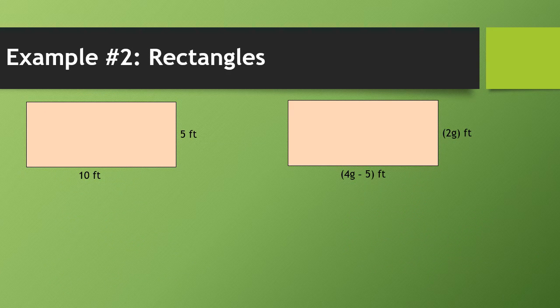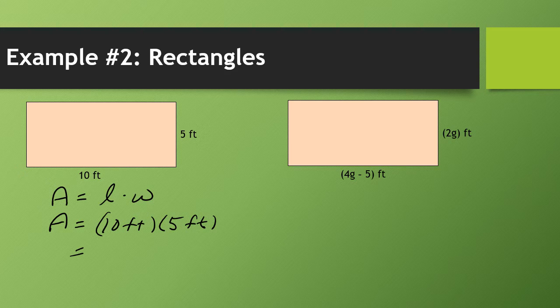All right, similar with rectangles. So we learned in elementary school that the area of a rectangle was length times width, or base times height, whichever formula you prefer to use. So here we have, and I'm going to put units with this just to show you a different perspective, 5 feet times 10 feet, which is going to give you 10 times 5, which is 50, and feet times feet gives you feet squared. And we are done.